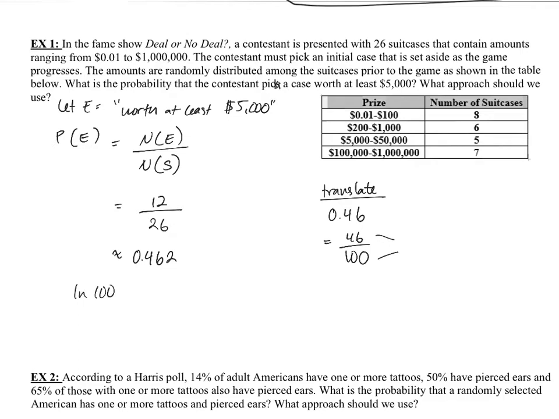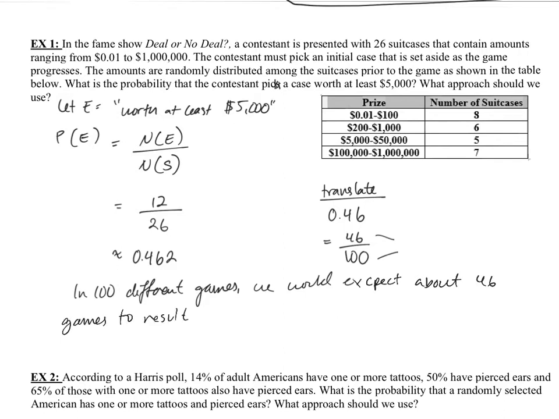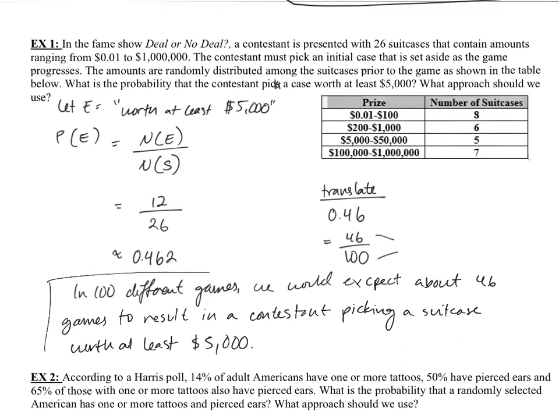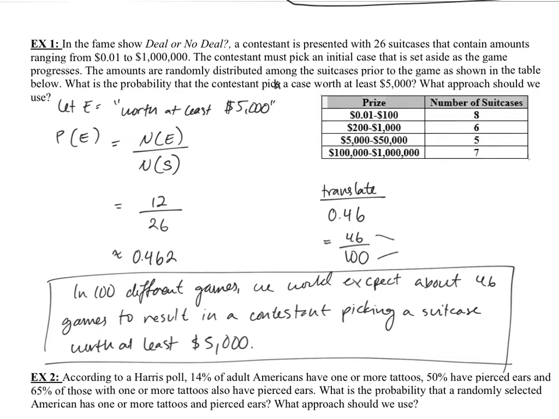In 100 different games, we would expect about 46 games to result in a contestant picking a suitcase worth at least $5,000, period. Okay, so there we go with example 1.